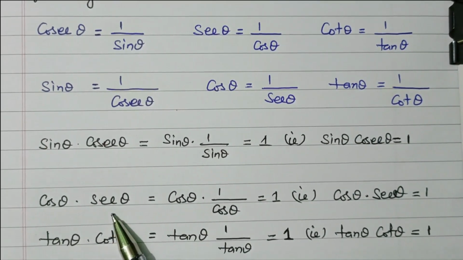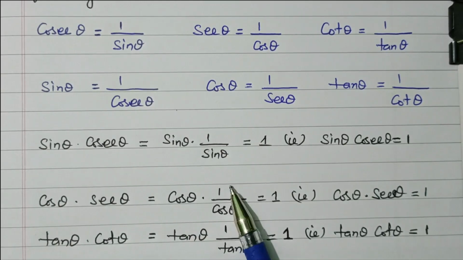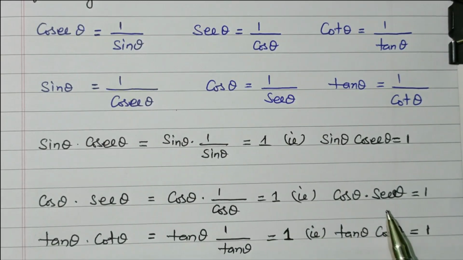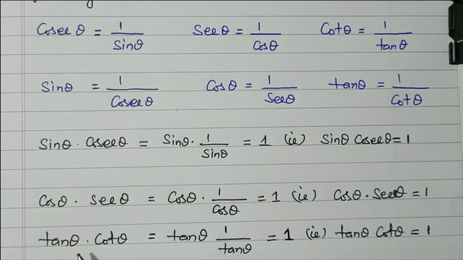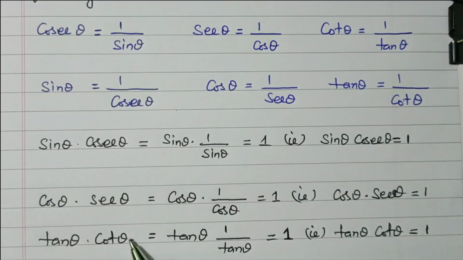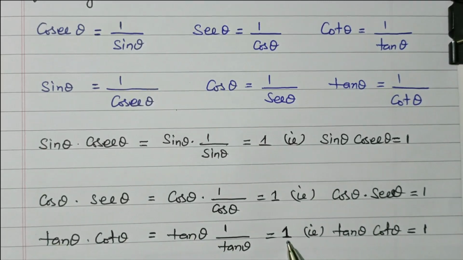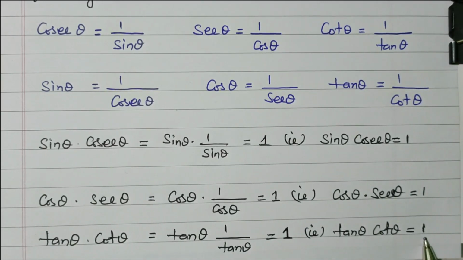Similarly, cos theta into secant theta. Cos theta is written as it is, and secant theta is 1 by cos theta. So cos theta gets cancelled. That is equal to 1. So cos theta into secant theta equals 1. Both are reciprocals, so we get 1. Similarly, tan theta into cot theta: tan theta is written as it is, cot theta is 1 by tan theta, and tan theta gets cancelled. So tan theta into cot theta has the value 1.